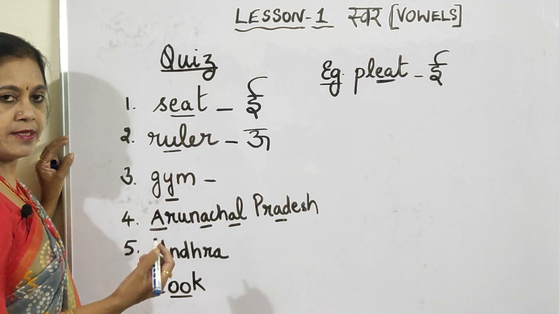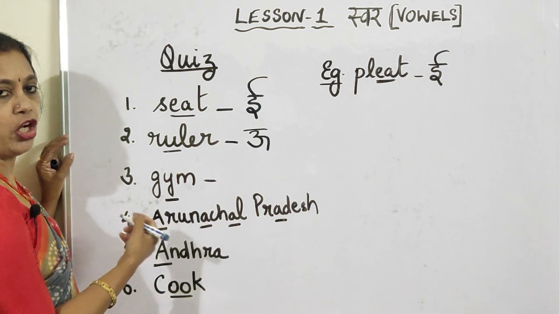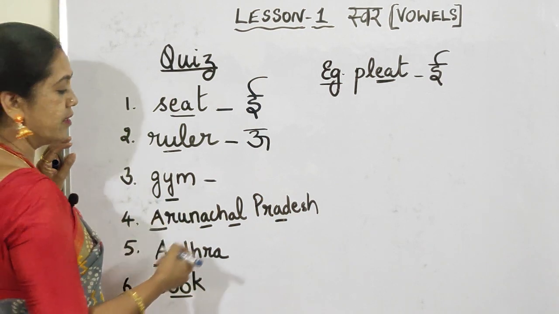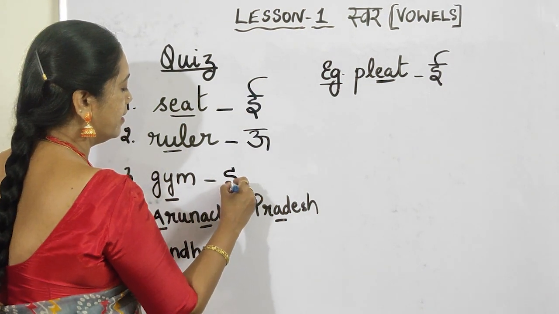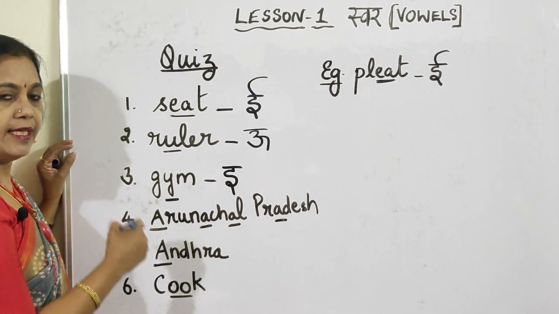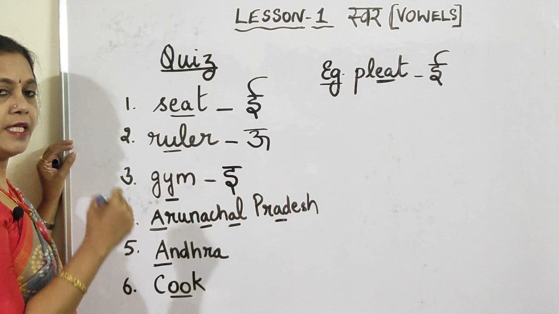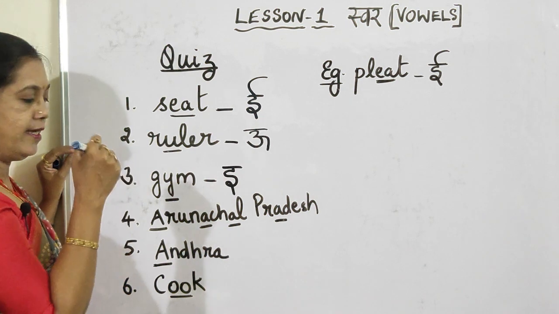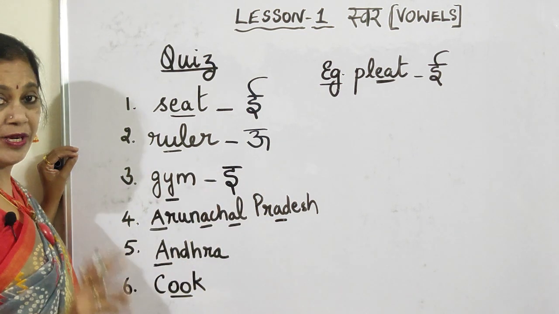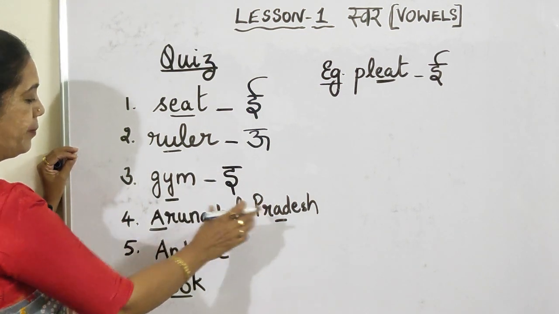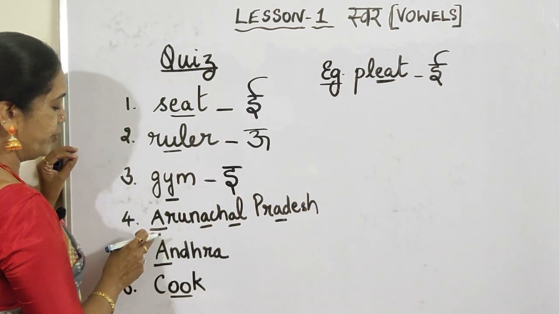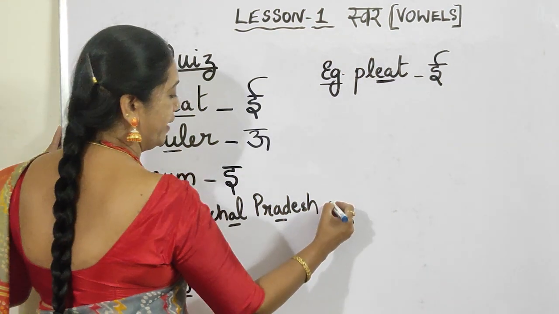Now this is gym. Gymnasium or gymnastics. In short, we say gym. So the letter which I have underlined, it is I. Gym. I. Like bin, pin, stick, all those words. I. The next one, I had given you 4 options for one state, for which I have given you the name, a proper noun, and for this.